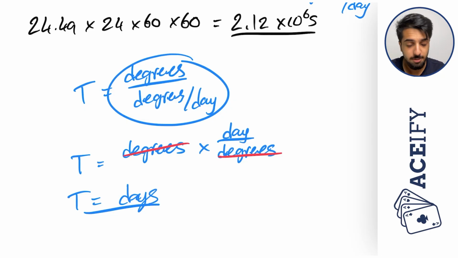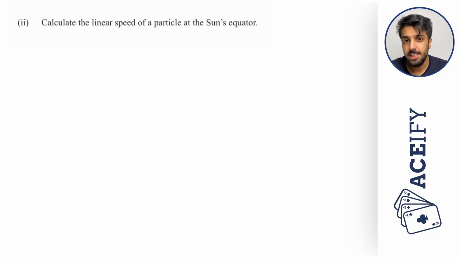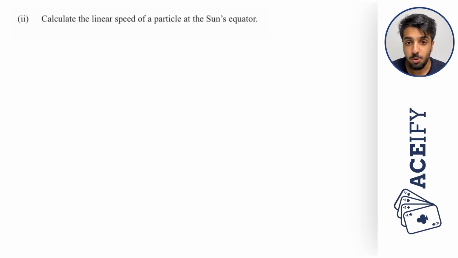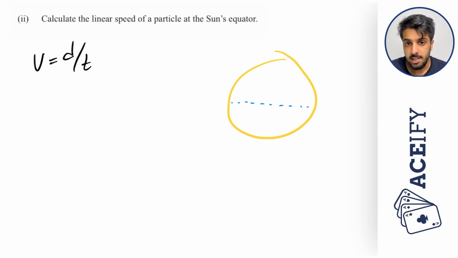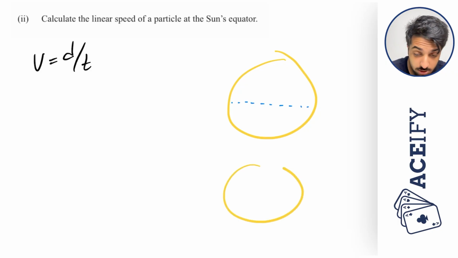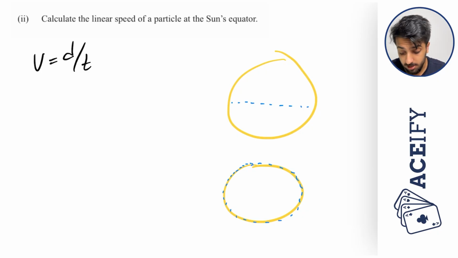So check that out. Calculate the linear speed of a particle at the Sun's equator. Okay, so we know our equation for linear speed is velocity is equal to distance over time. Now, if you look at the distance that we're traveling, we have our Sun right here, and the particle is going along the equator. Now, if we look at this from a top-down view, we have our Sun. This is a top-down view. And we can imagine that the particle is going to move along the equator. And so you can see that the particle is traveling in the motion of a circle.